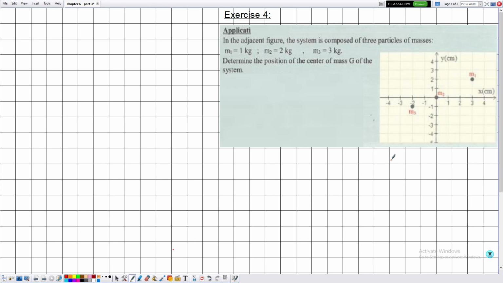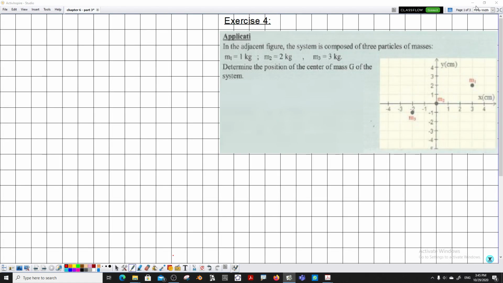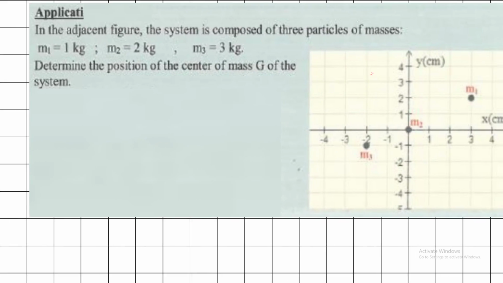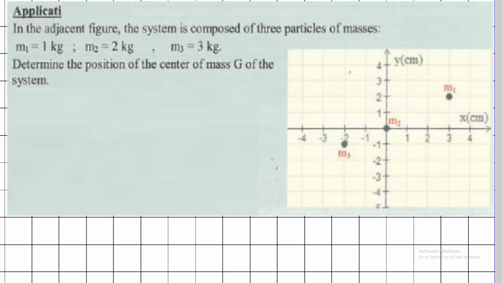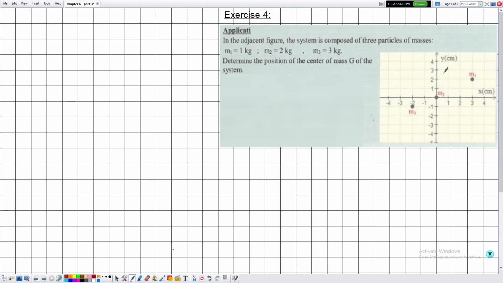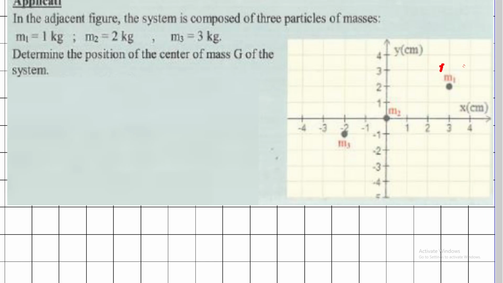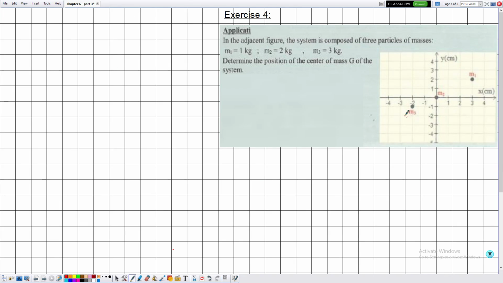They are telling me in the adjacent figure the system is composed of 3 particles of masses M1 is equal to 1 kilogram, M2 is equal to 2 kilograms, and M3 is equal to 3 kilograms. Determine the position of the center of mass G of the system. So the system is composed of 3 particles given by 1, 2, and 3. And this is done using the Barycenter formula. So we follow several steps that are given by.